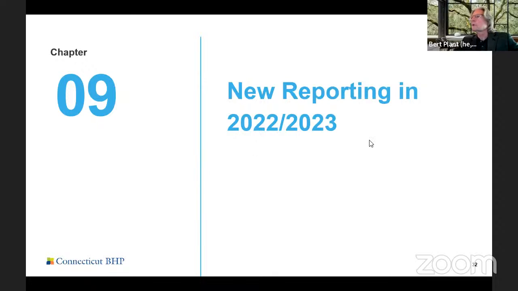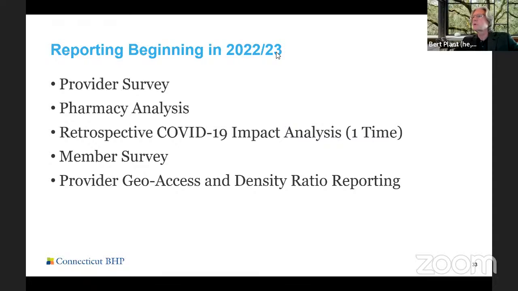So we're nearing the end here. Some of the new reporting in 2022 and 23. We have been doing provider surveys previously, but we discontinued those at some point. But we will be initiating a survey of providers to get their sense of how the system is working from their point of view. We've been asked to do a pharmacy analysis to get a sense of what are the top behavioral health medications being prescribed? What does the adherence to those medications look like?